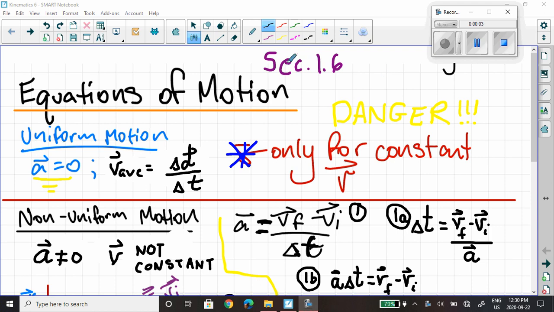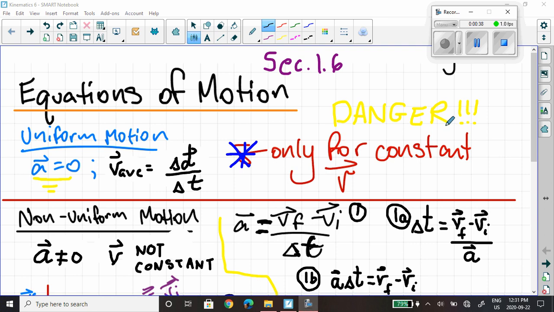Okay, kids, so we're back and we're looking at section 1.6 and we're looking at more involved equations of motion. Really, when you're looking at equations of motion, there's one equation for uniform motion, when the velocity is constant: the object's not speeding up, not slowing down, not changing direction. It's just this equation right here. When acceleration is zero, the equation you use is velocity average is equal to displacement over time. Done. Forget about it. But there's a danger here.